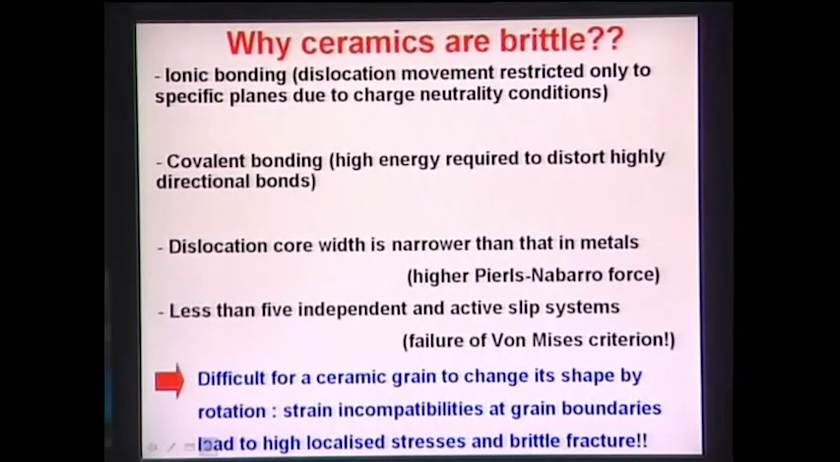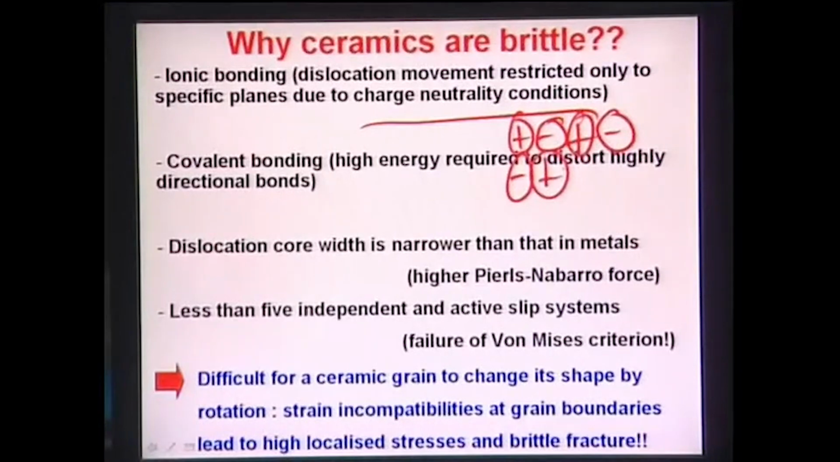Now, ceramics have ionic bonding, as I have said, ceramics have ionic bonding and covalent bonding. Ionic bonding means that dislocation movement can only take place at certain specific angles, because you have the positive ion, the cation, and the negative anion, then the positive cation, then the negative anion. One anion will be placed just below the positive ion and one cation will be placed just below the negative ion.